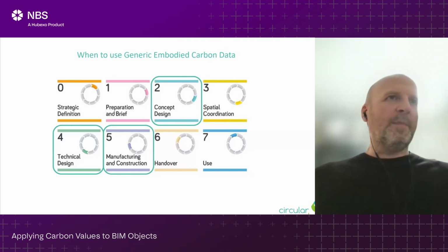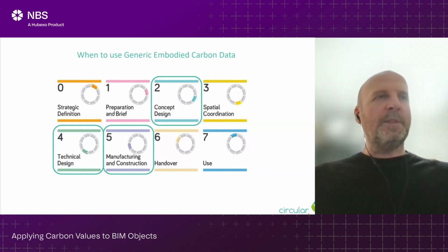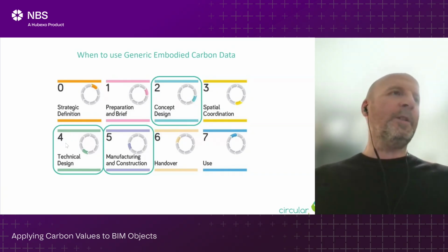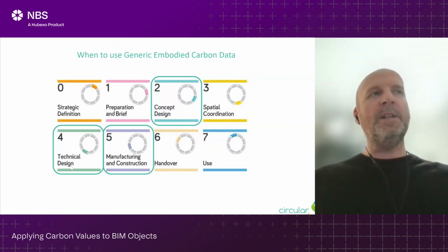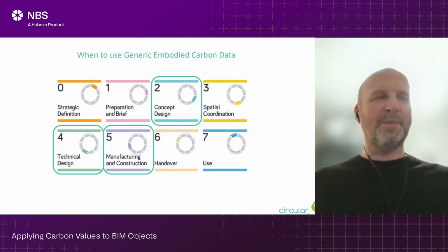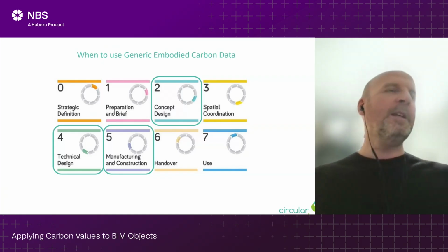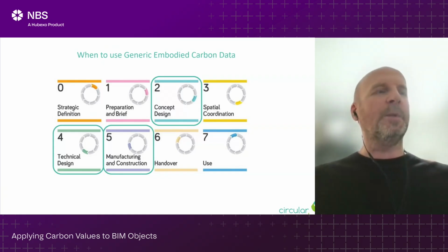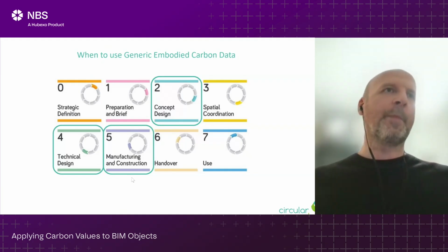Now, whilst it's most often used at concept design stage where you don't know the actual product, generic data is most ideal, so RIBA stage 2. It can also be useful at RIBA stage 4 at technical design, because not all manufacturers have specific EPDs for their products, so you're often using generic data. Consider how many hundreds or thousands of materials and products might go into a whole building. Generic embodied carbon data is still useful, even at technical design and the construction phases too.